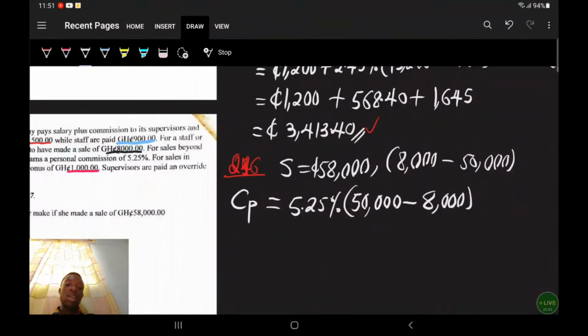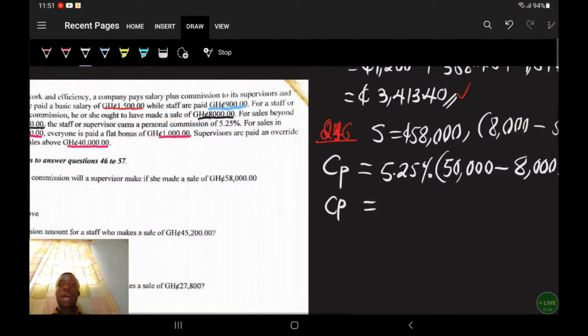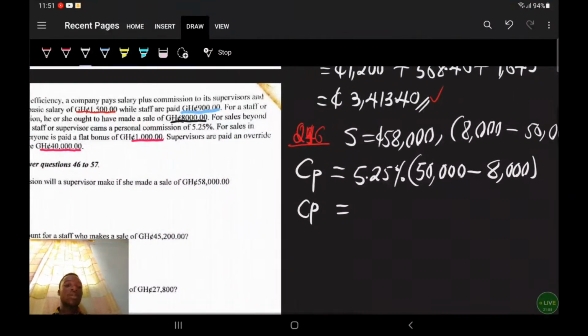So that's why you see here 50,000 minus 8,000, and the difference is what we apply the 5.25% on. So you're not going to apply the 5.25% on all the sales. No, that's not how it should be. So let's be guided by this form of arrangement, and take note of that. So when I apply my 5.25% on this, it results in 5.25% on 42,000. I hope that is clear.